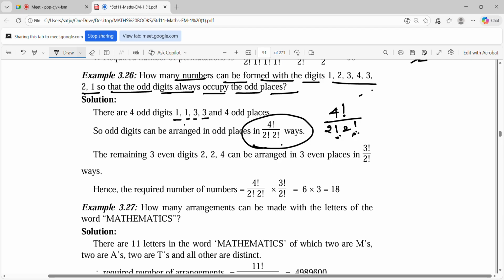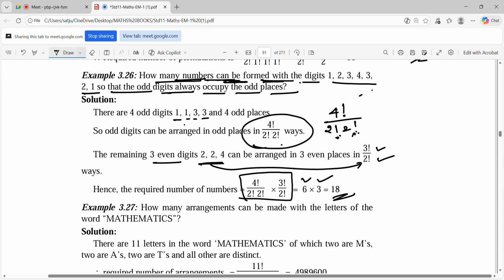Next, the remaining 3 even digits can be arranged in 3 factorial by 2 factorial. Why? Because they are 2, 2, 4. 2 repeated twice, that is why here 2 factorial. Understood, everyone? Here you have to find how many numbers can be formed with these digits, which means you are taking all the digits here. So you have to multiply, because 2 jobs have to be performed. That is why they are multiplying here. So here 6, here 3, total 18. Getting?